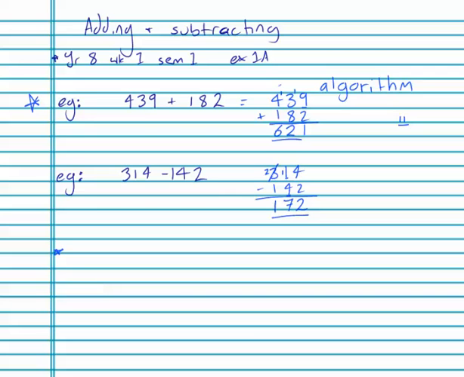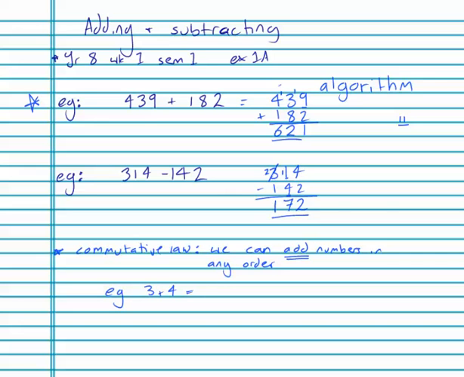The other option we have is using some mental strategies to add or subtract our numbers. There's something that's very handy when we're talking about adding, and that's the fact that we can add numbers in any order. That's called the commutative law. So we can add numbers in any order. It doesn't work for subtracting, only for adding.